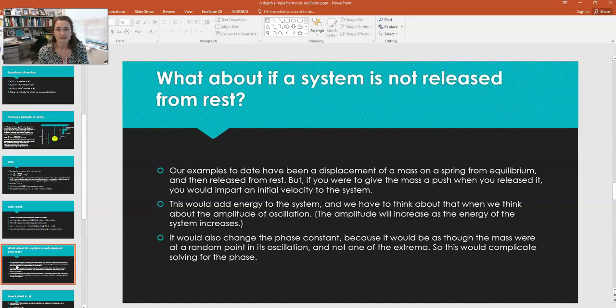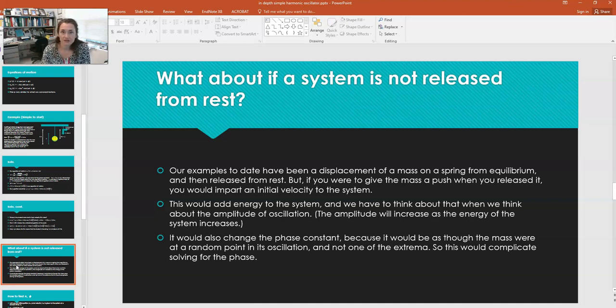The reason is, of course, that if you give it an initial velocity, you've added energy to the system. As we'll see when we explore later, the amplitude of oscillation is proportional to the energy of the system. Specifically, the energy is proportional to the amplitude squared. So the amplitude will actually increase as the energy of the system increases.